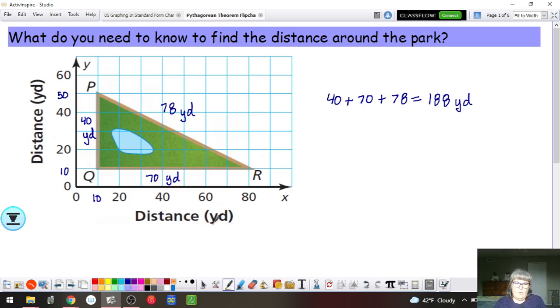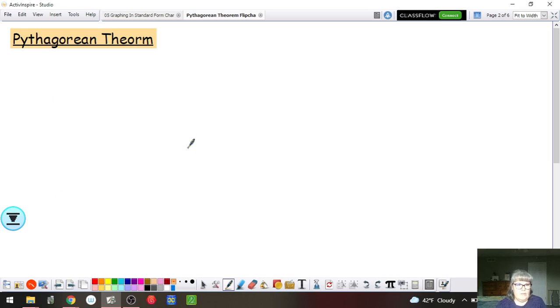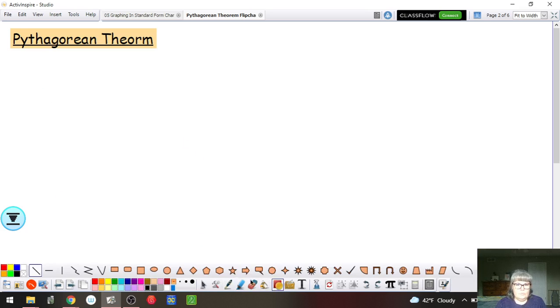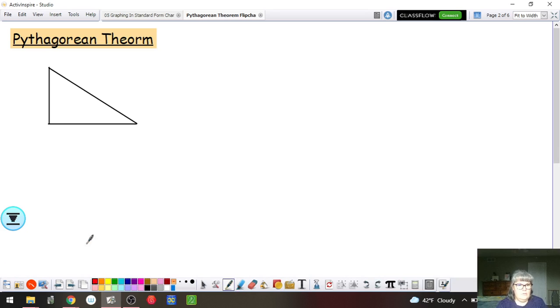But what if I don't have a ruler handy? What if I don't know what the scale is going to be? How can we find the sides of a right triangle then? So let's draw a right triangle here. Here's my right angle, and we know from working with our trigonometry that across from the right angle is our hypotenuse.